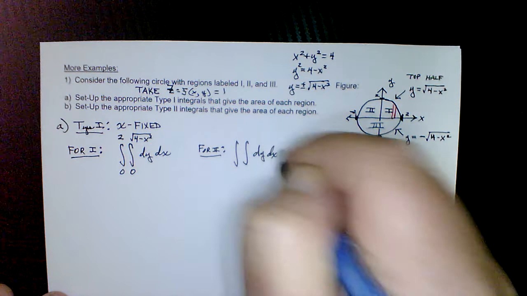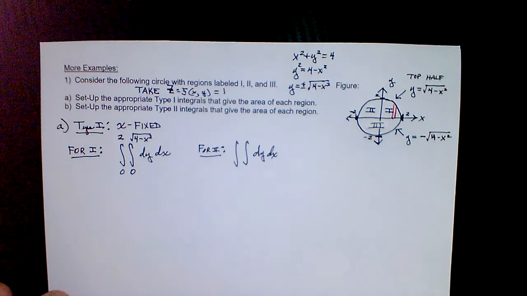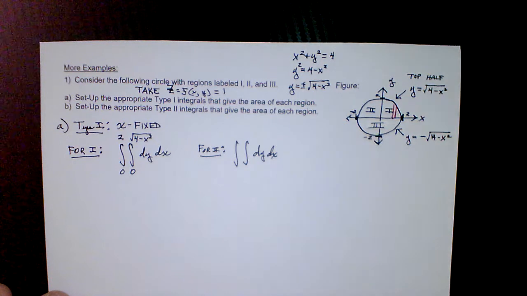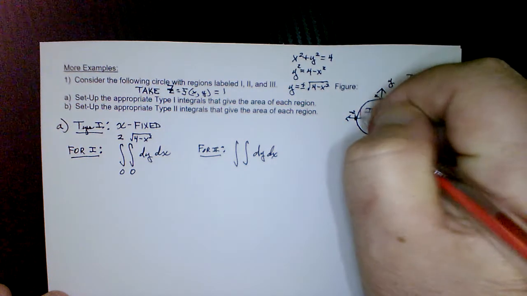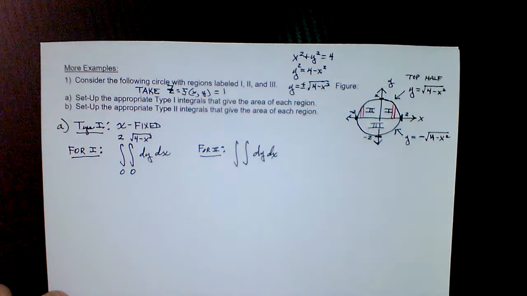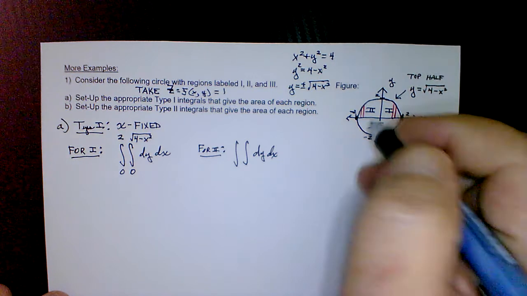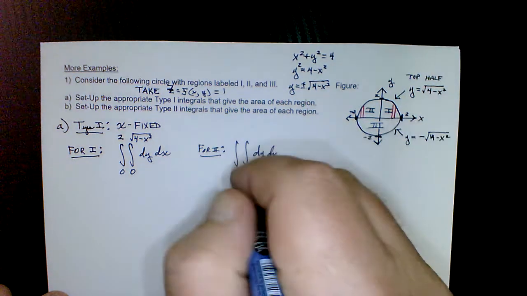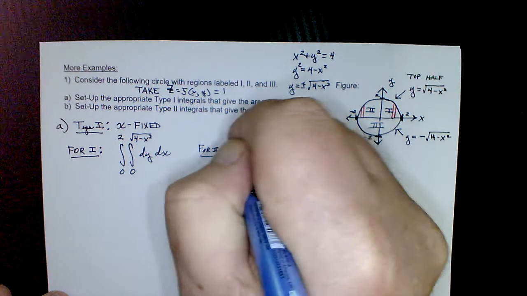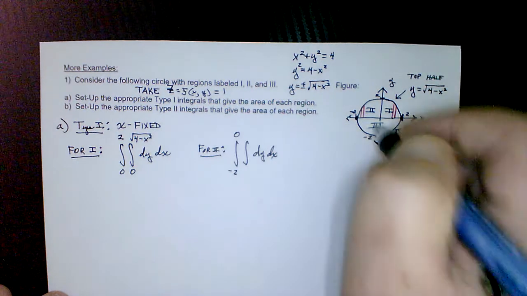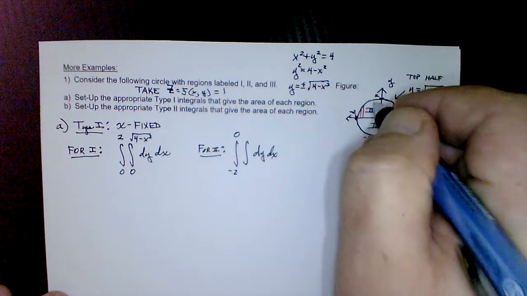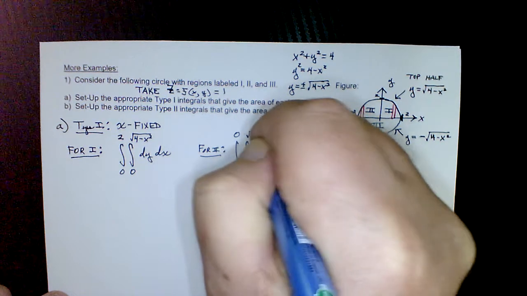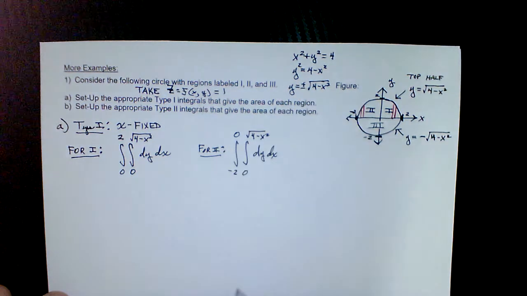So for the region labeled as Roman numeral 2, dy dx again, because we're fixing x. Notice that this little portion here would be our vertical strips. And now we're going in the x direction from -2 to 0. So that's the only thing that really changed, because the y direction is 0 to the function, which is still the top half, square root of 4 minus x squared.